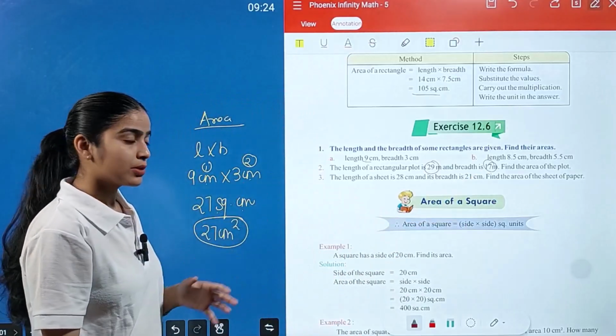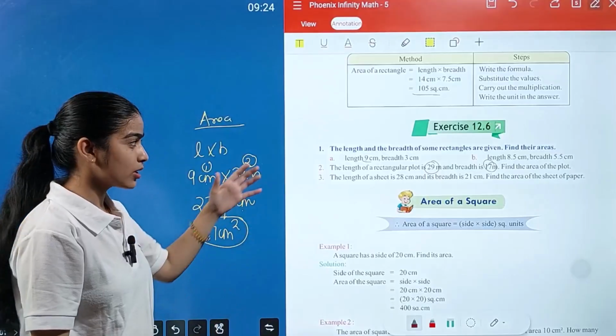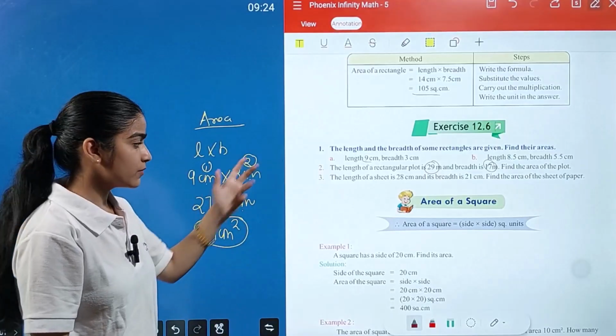And the third question is similar to it. So I hope, students, you can find out your answer. So give a try to it.